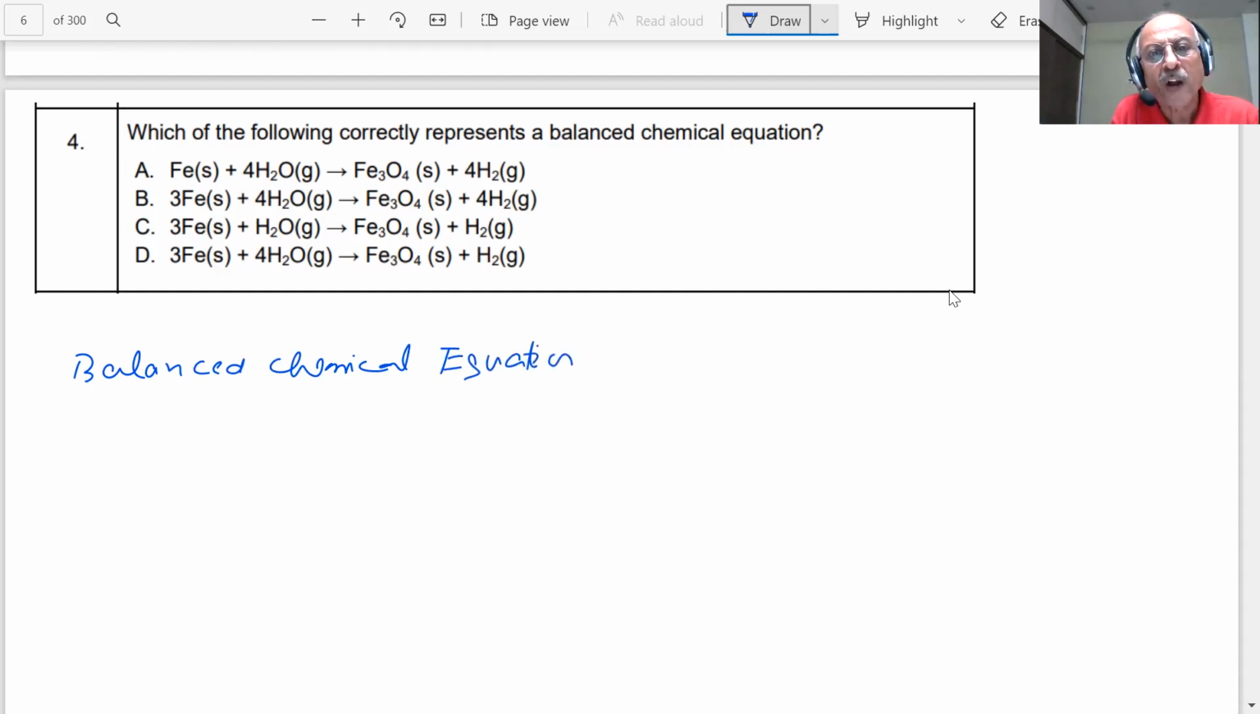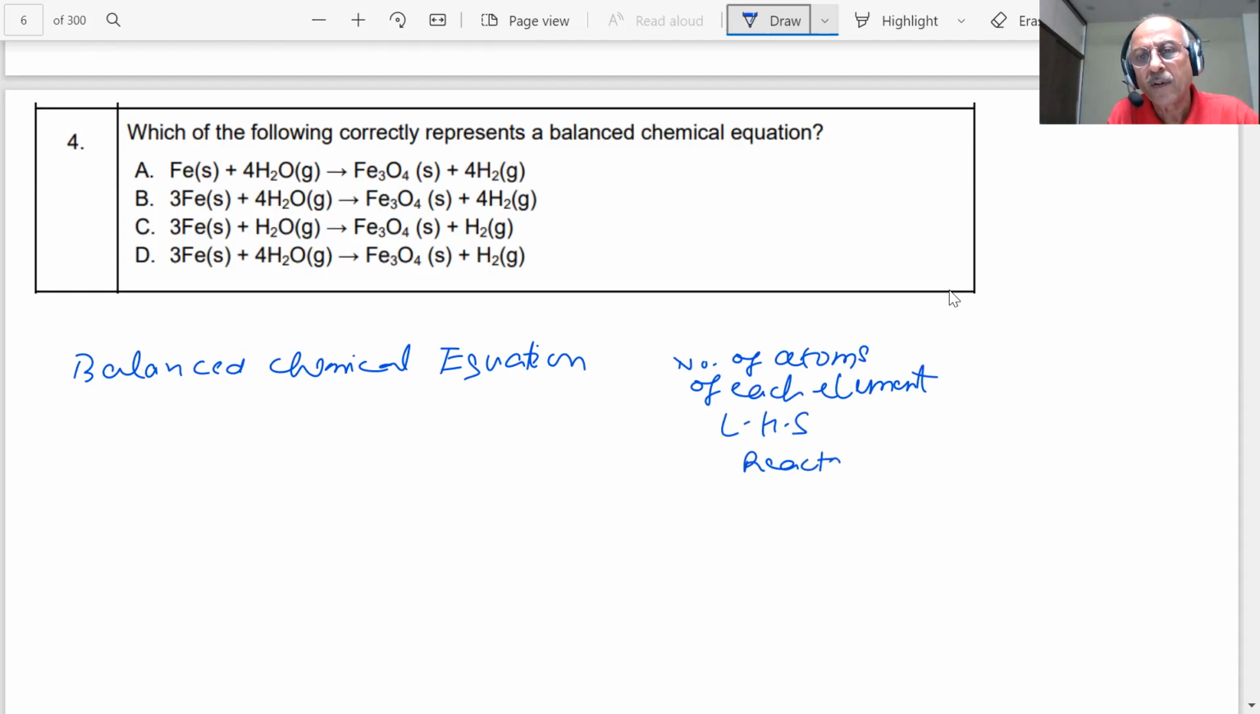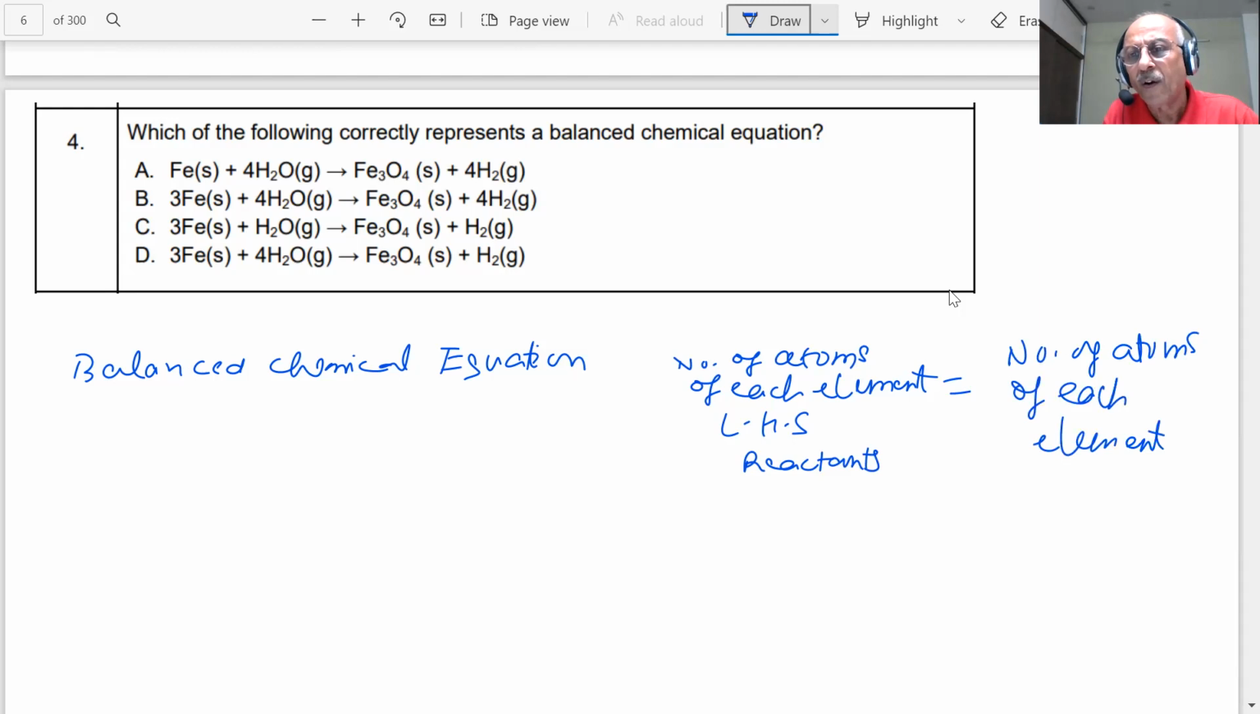What we do? We try to find out the number of atoms on the left must be equal to the number of atoms on the right hand side. So we can say the number of atoms of each element on the left hand side, the reactants, must be equal to the number of atoms of each element on the right hand side, which are the products.